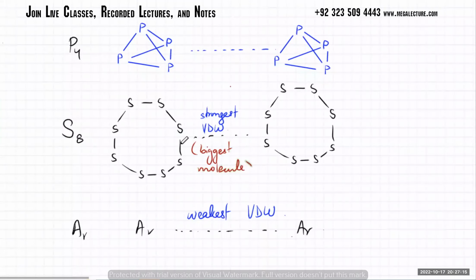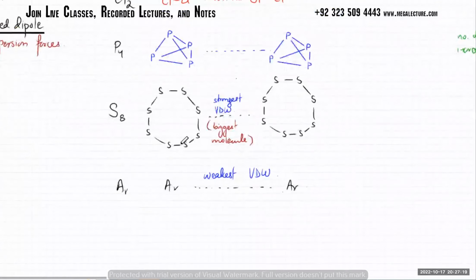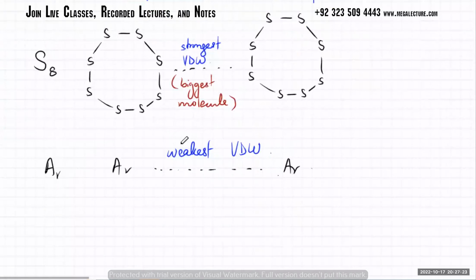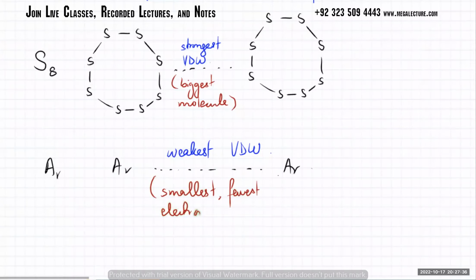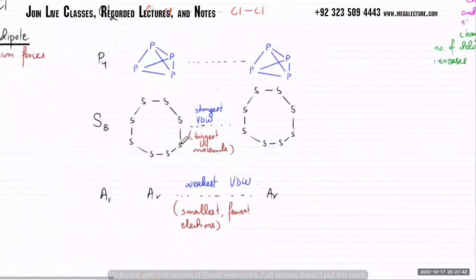Yes, sir. And argon being the smallest molecule, it isn't even a molecule in the first place. So this one is the smallest. It's got the fewest electrons, and it's this one.